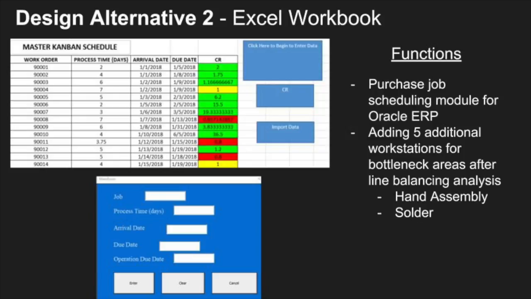The color green means that it's on time, the color yellow means that it is currently on schedule, and the color red means that it's behind schedule and should alert the operator that the job needs to be placed on high priority and be run through the assembly process immediately.